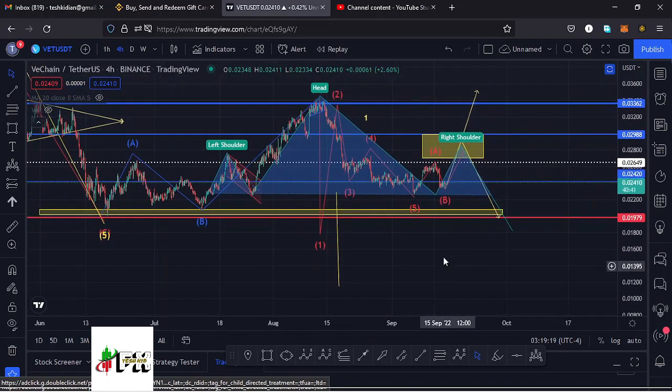So in case we see the formation of a wave 2, then continue seeing lower prices in the formation of a third wave, we might see the breakout out of that head and shoulders pattern and get back to around the $0.01 mark.